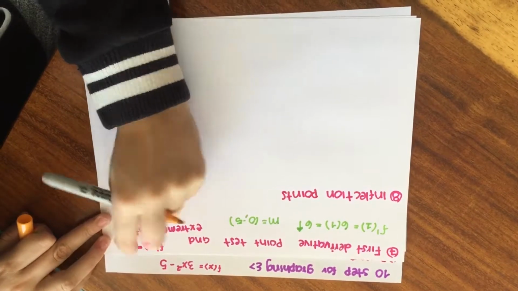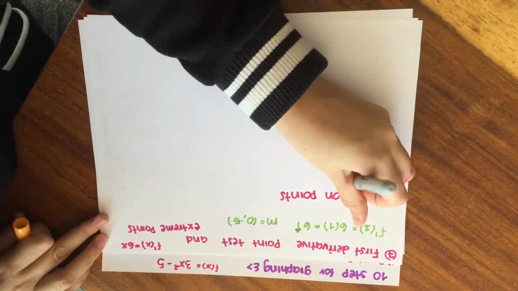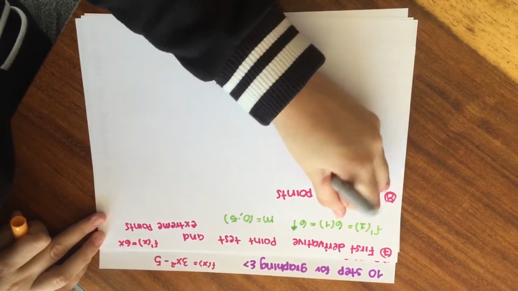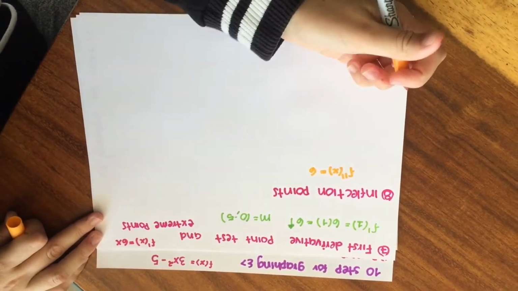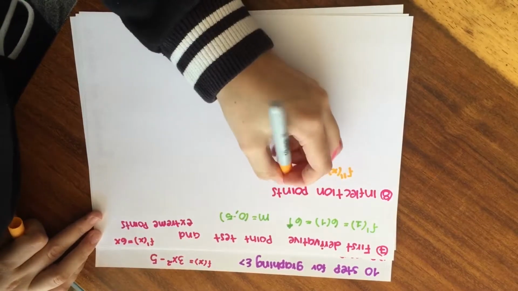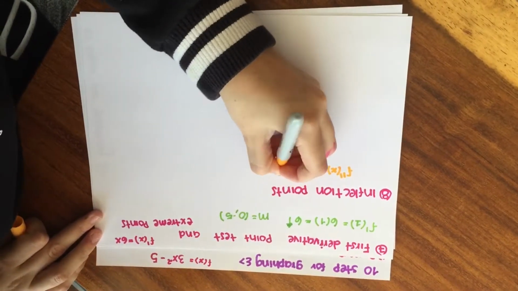Okay. For getting inflection points, you have to get the second derivative. This is our first derivative, okay? So this will be equal to 6. 6 is a number, so we don't get x. So we don't get any inflection point.